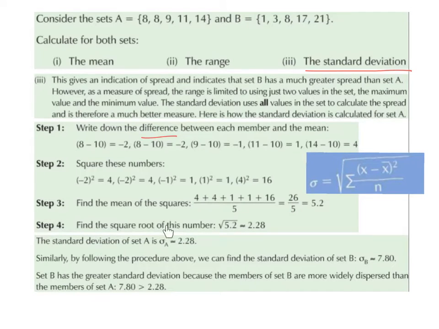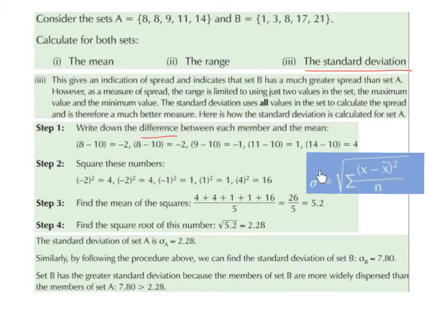So step 4, find the square root of this number. The square root of 5.2 is approximately 2.28, rounded off to 2 decimal places. So the standard deviation of set A is approximately 2.28. Similarly, by following the procedure above, we can find the standard deviation of set B to be approximately 7.80. Set B has a greater standard deviation because the members of set B are more widely dispersed or more widely spread than the members of set A. So we got 7.8 for the standard deviation of set B, which is greater than 2.28, the standard deviation for set A.